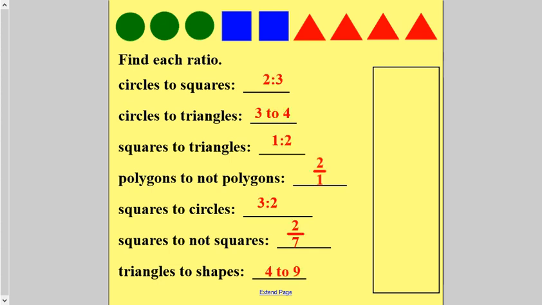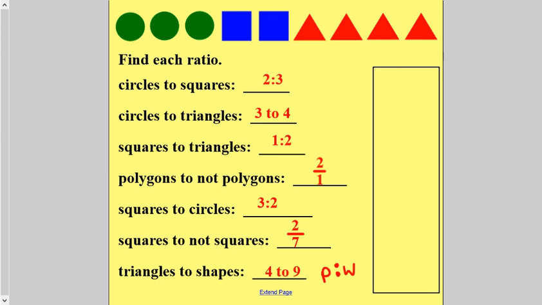All right, now that you've finished, take a look at your answers and see if there are any with which you disagree, and think about maybe where you went wrong with it. I will tell you that there is only one of these that is a part-to-whole ratio. This very last one, the ratio of triangles to shapes, is a part-to-whole ratio. All of the others are part-to-part ratios.